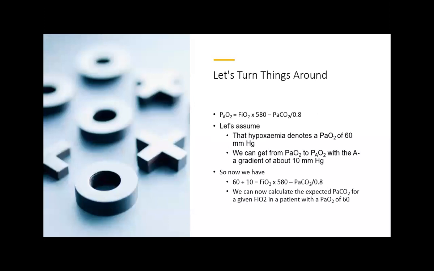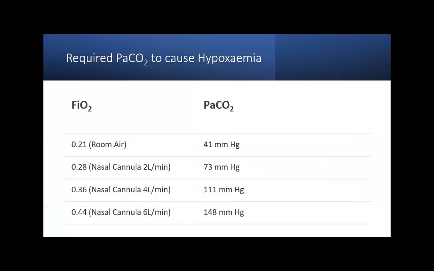So if we then change the subject of the equation, let's assume that the patient is hypoxaemic at a PaO2 of 60 over here, and we need to get the PAO2 with a big A, in the alveolus. We can get that using the A-a gradient. We can assume about 10. So we can plug in 60 plus 10 there, and we turn it around. So now what we can do is calculate the expected CO2 at a specific FiO2 for a patient who's got a PaO2 of 60. And the values that we get are as follows.